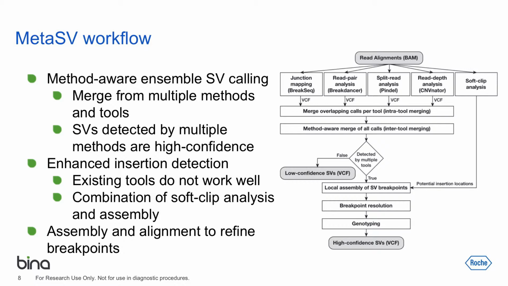And in addition, we have realized that the existing methods don't really do a good job at calling long insertions. Therefore, we have also added an enhancement that uses a soft clip based method to detect long insertions. And this soft clip based method in combination with assembly can yield a very high accuracy for calling insertions. So once we have detected and merged the SVs from different tools, we do assembly followed by alignment against the reference genome to get as precise breakpoints as possible.